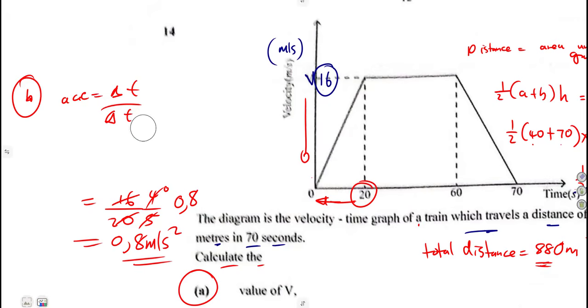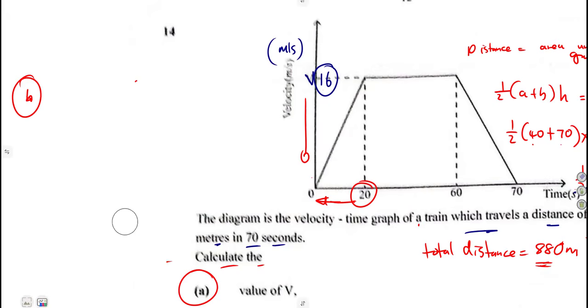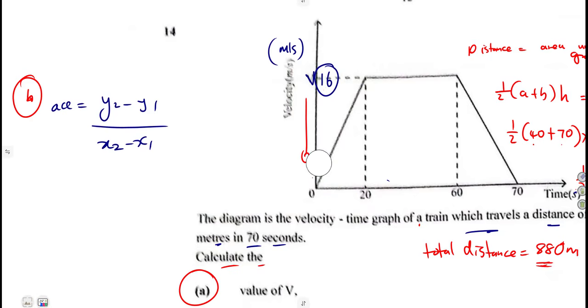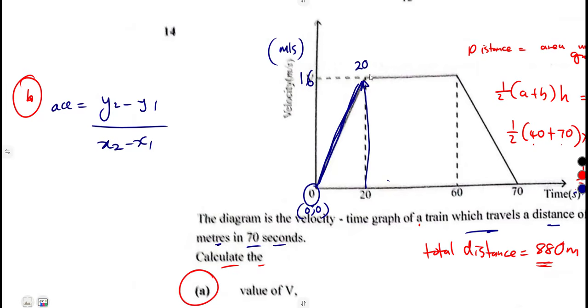There are so many ways. Or you can simply calculate that acceleration from the gradient concept. Acceleration can be calculated as gradient, change in y over the change in x. So during the first 20 seconds, we are considering the gradient of this line. This point is 0, 0 on the origin. Then here it's 20 versus 16 as a point.